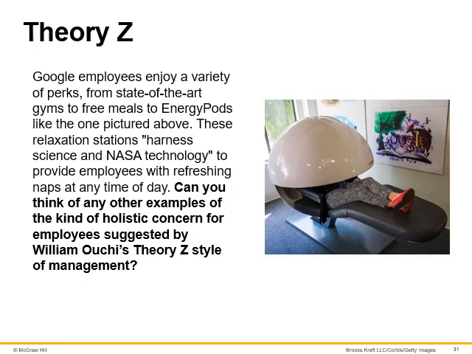This slide is an example of how companies might use Theory Z to manage their employees. Google employees get a lot of perks, from state-of-the-art gyms to free meals to energy pods. The idea of the energy pods is to harness relaxation, and that gives employees refreshing naps at any time of the day. Can you think of other examples that might give some kind of holistic concern for employees, as suggested by William Ouchi and his style of management?